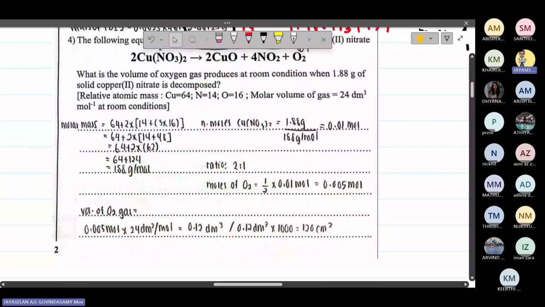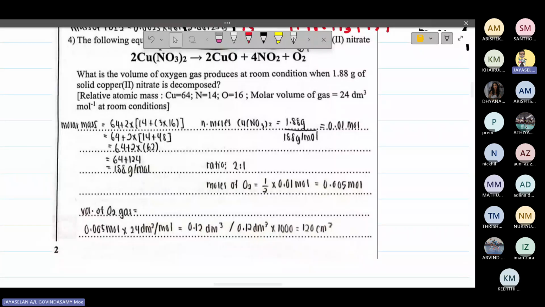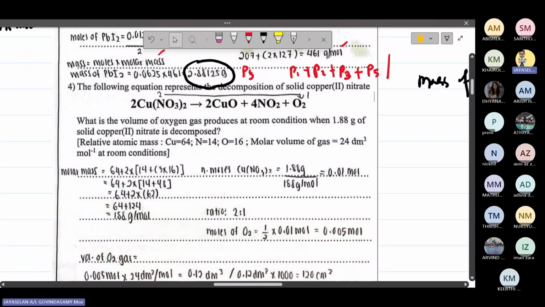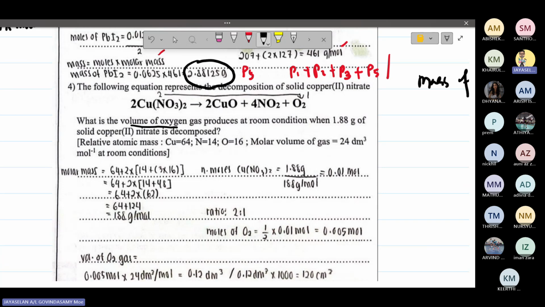This is stoichiometric calculation. I already gave a lot, so make sure you remember all this. Okay, next one. You see here, the ratio, make sure you do it, 1 mark. Don't waste your mark. Now you see this question, lead nitrate. So what is the requirement of the question? They want volume.